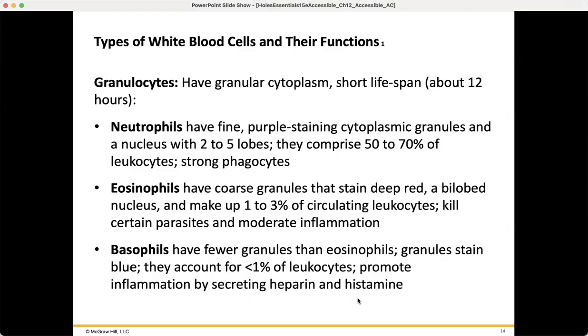Remember, heparin is something that causes blood cells to not clot, keeps blood flowing to that area, and histamine is highly inflammatory, right? Causing a huge inflammation response needed to basically create positive chemotaxis so other cells come to that area and take care of the problem. This is why sometimes when we have allergic reactions to things, we take antihistamines to reduce that inflammation.